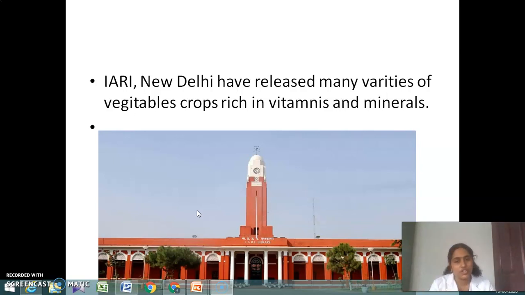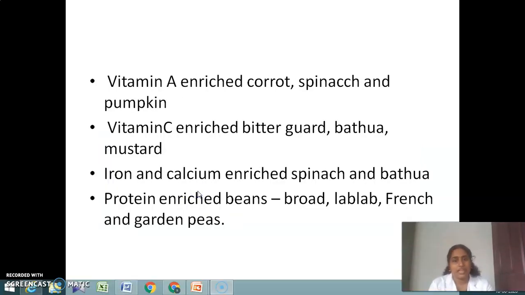Indian Agriculture Research Institute, New Delhi, has released many varieties of vegetable crops rich in vitamins and minerals. Vitamin A enriched carrot, spinach, and pumpkin. Vitamin C enriched bitter gourd, bathua, mustard, iron and calcium enriched spinach and bathua, protein enriched beans, broad, lablab, French, and garden peas. Released by Indian Agriculture Research Institute in 2000.